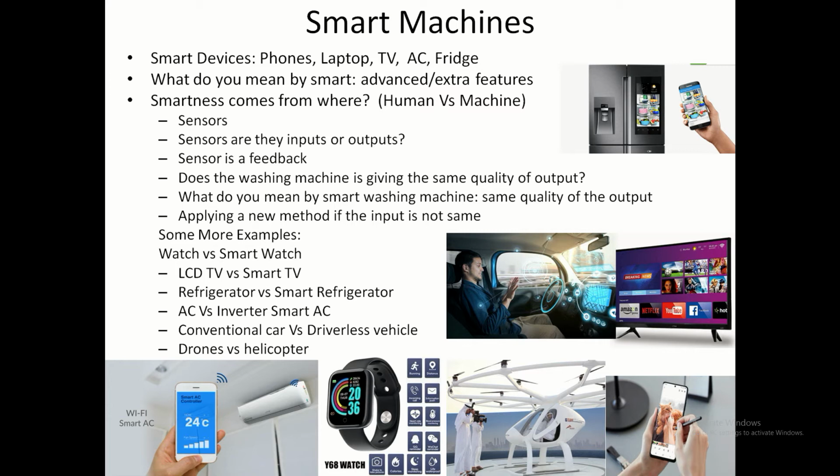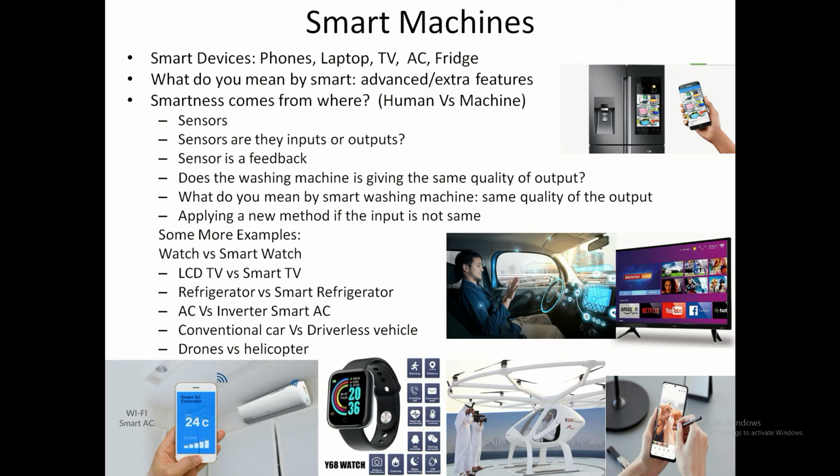Though the basic principle is the same. A watch is supposed to show time. A mobile is supposed to make a call. A refrigerator is supposed to maintain some temperature for the food items. An air conditioner is supposed to maintain the room temperature. A four-wheeler is supposed to carry your belongings, whatever. But these basic features are the same, right? I mean, whether it is smart or not smart, they are there.